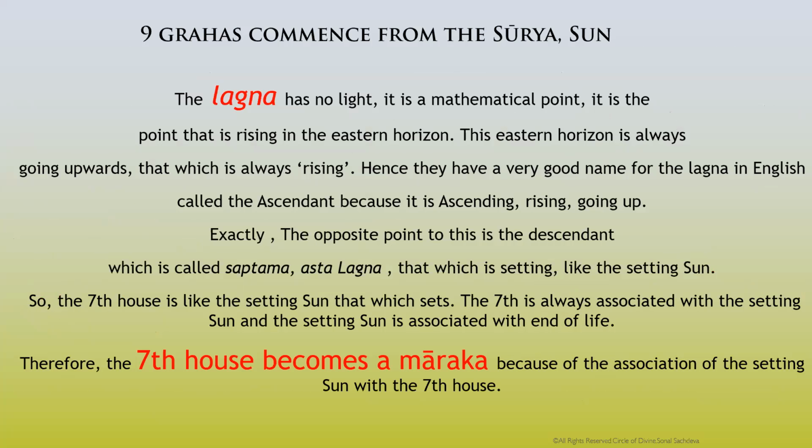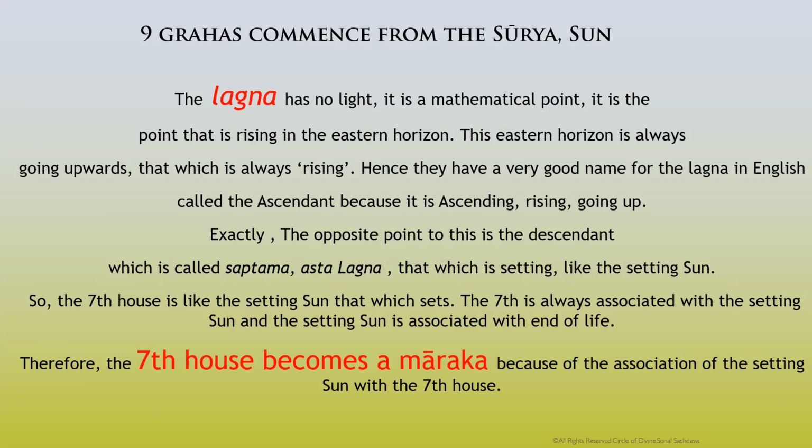So the 9 grahas commence from Surya. It's always the lagna, which is like the sun. So in the Naisargika, that is in our normal Kal Purusha, the rising sign is akin to the sun on the ascendant. It rises in the eastern horizon, and this eastern horizon is always going upwards. It's called the rising sign very aptly in English, because it is literally ascending. And the opposite point to that is the descendant, because it's like the setting of the sun.